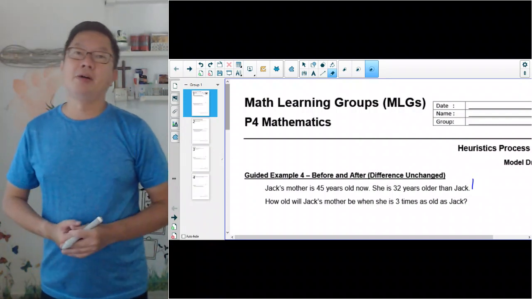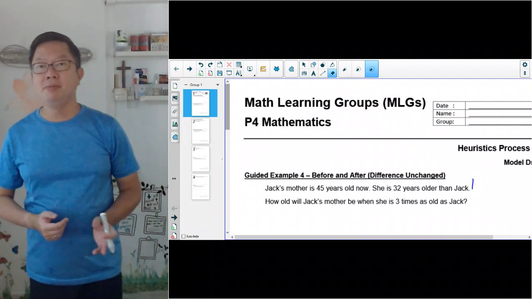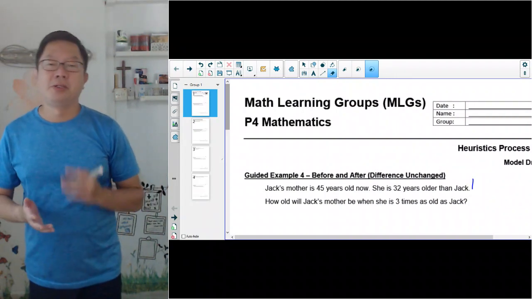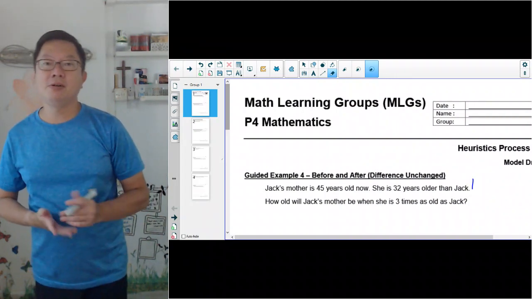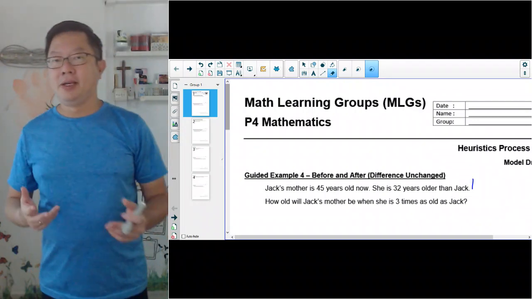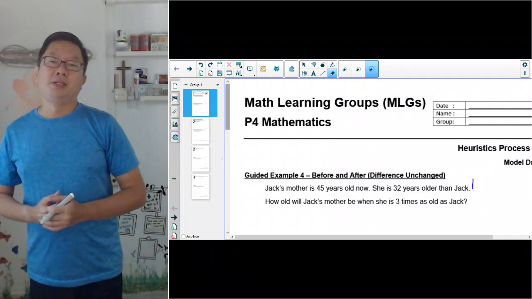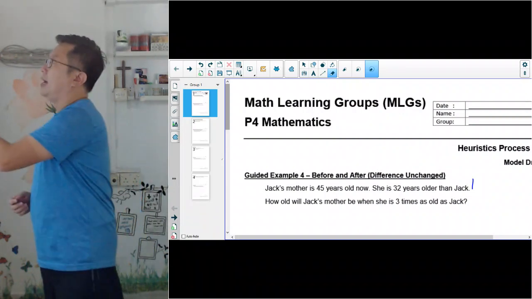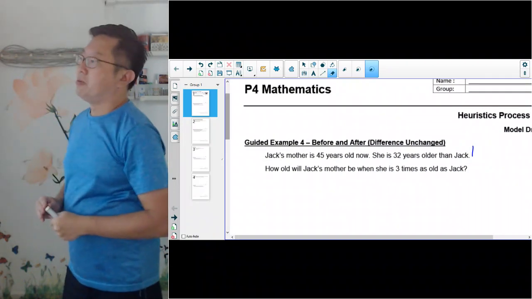Now today we are going to look at how to draw a model for before and after problems. We have already gone through part 1, part 2, part 3 and part 4. So we are going to look at part 5. The before and after model that we are going to do today is about difference unchanged. We are going to look at the first two examples and you will see it's an age problem.